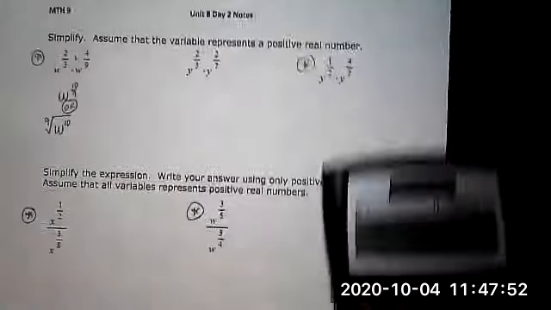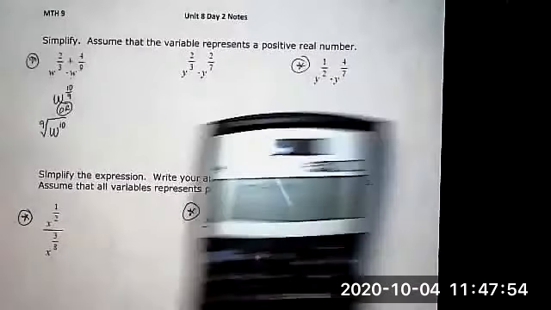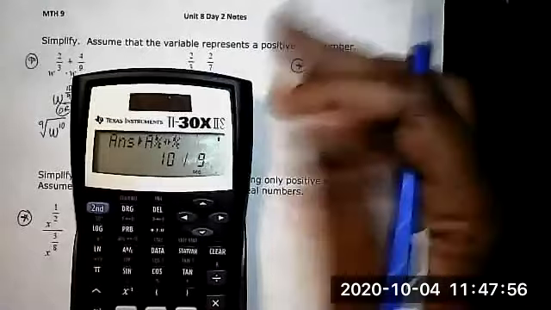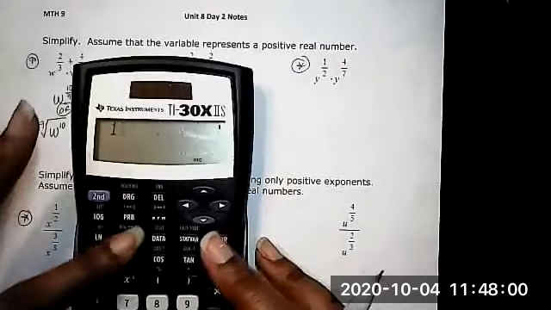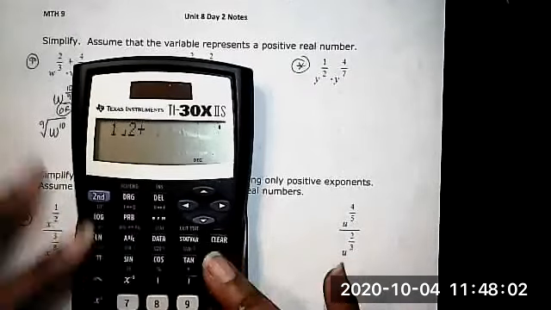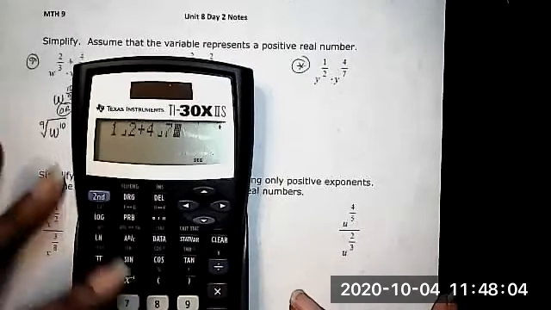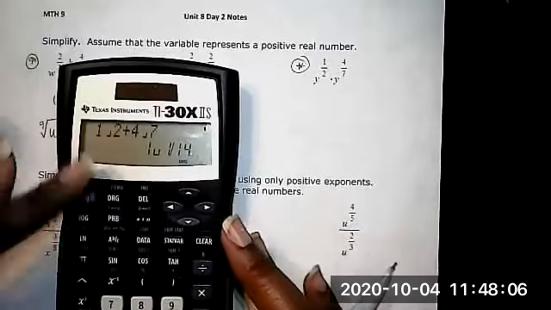Let's try this again. On this one, again, if you're multiplying, you add the exponents. Our exponent is 1/2 plus 4/7, and you get 1 1/4. I don't want that.